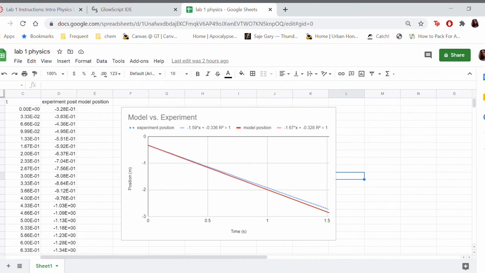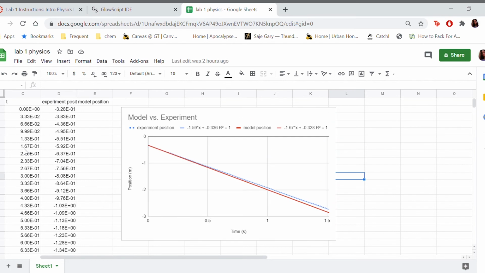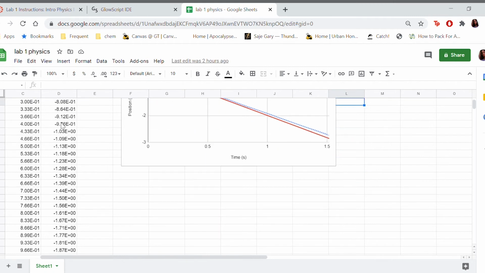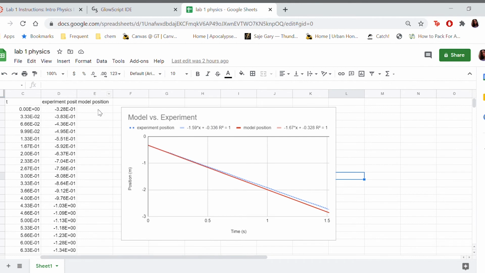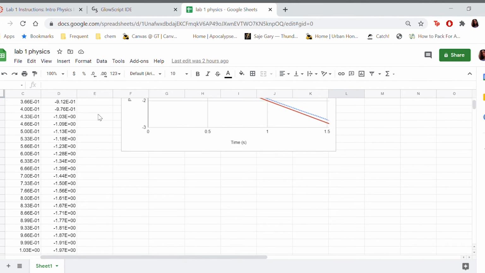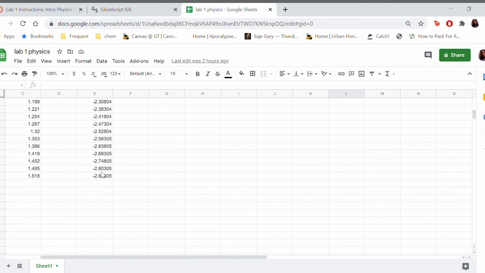This is the Excel spreadsheet we're going to use to compare the experiment position and the model position. In column C, we have all the times from both the experiment and the computational model, starting from 0 all the way down, as you can see. In column D, we have the experiment position given from Tracker. That's until row 47. In column E, we have the model position given from the GlowScript code. That's all the way down to here, lining up with the last of the GlowScript time.